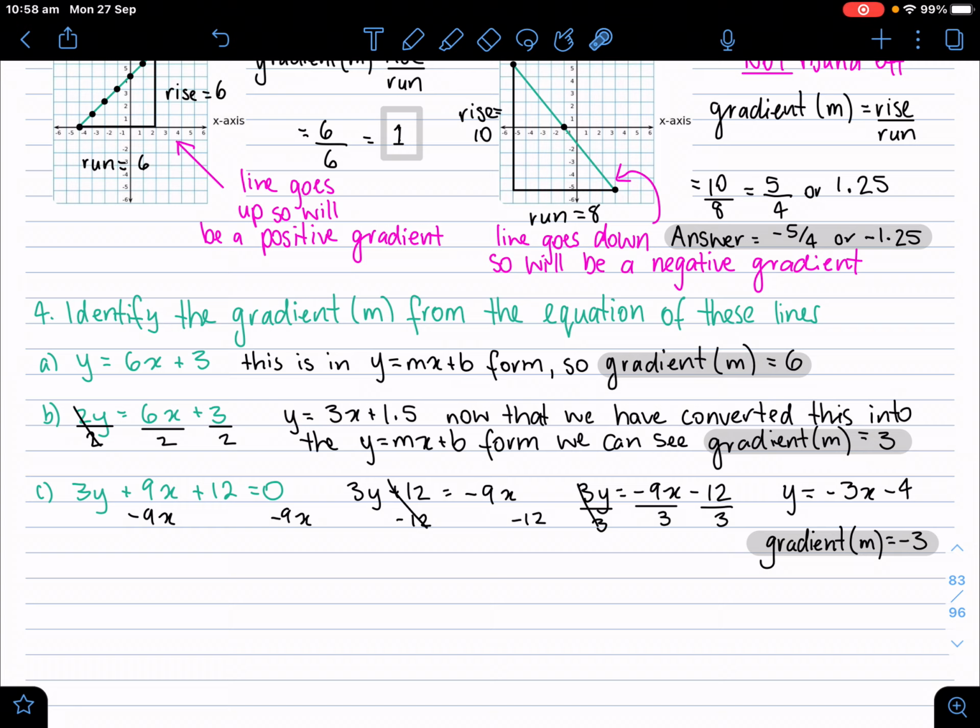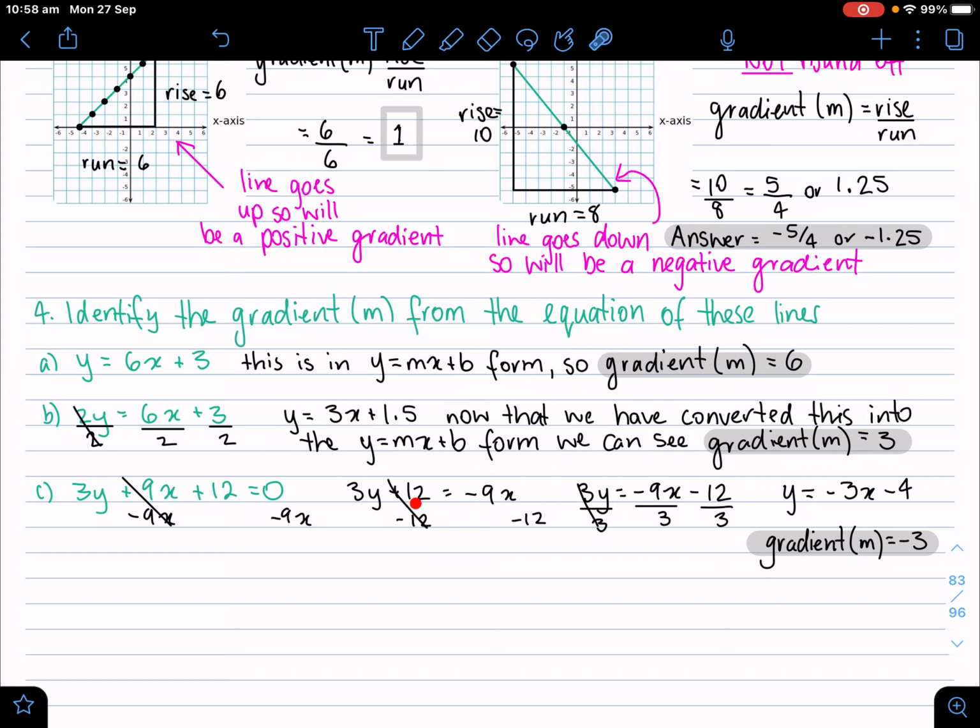Let's move on to 4c. Now this is definitely not in the form of y equals mx plus b. I have my mx value on the side with the y, and I have my b value on the side with the y as well. So the first thing is I have to take my mx value across. So opposite of plus 9x is minus 9x. Whatever I do on one side, I have to do on the other. That cancels that out. So now I'm left with 3y plus 12 equals minus 9x.